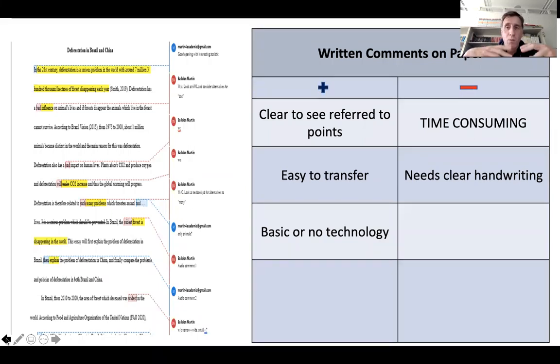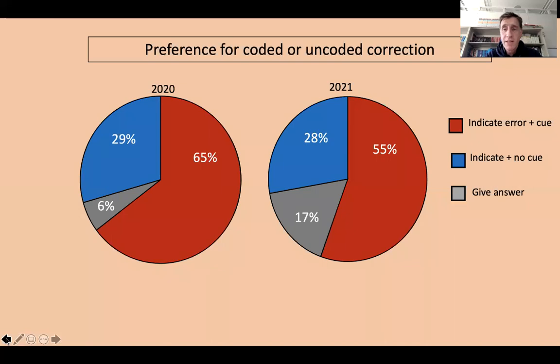So I was concerned, well, what do the students prefer and which of those methods do they like? The majority of students wanted me to indicate the error and give them some help how to correct that error. A significant proportion of students also just wanted me to indicate the error and they would figure that out themselves. A smaller proportion of students just wanted the answer in these two years.